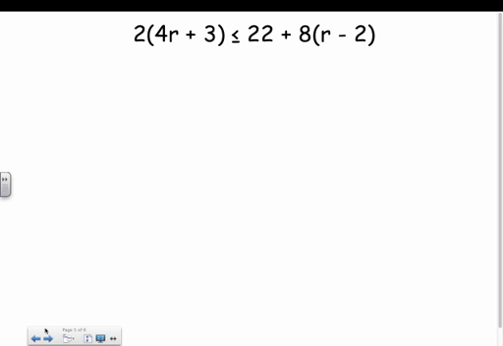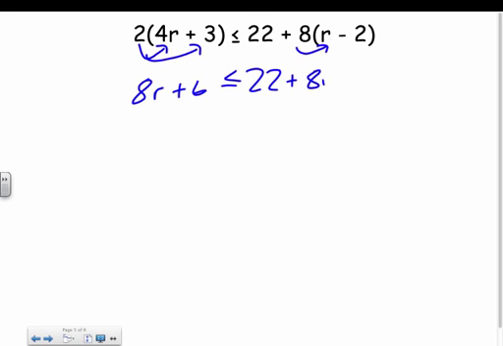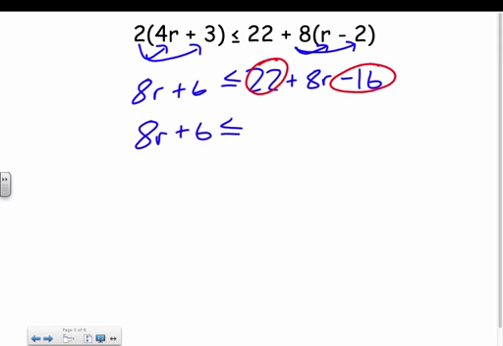All right, let's look at the other situation now. I'm kind of flying through this here. So I'm distributing 2 times 4r is 8r. 2 times 3 is 6. Bring my inequality down. Can't use my 22 yet. 8 times r is a positive 8r. 8 times negative 2 is a negative 16. There's one thing I can simplify on the right side. So 8r plus 6 is less than or equal to. Well, I can simplify the 22 and the negative 16, which gives me a positive 6.